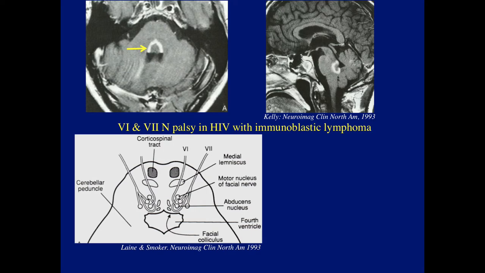In this case I showed before, when I was talking about the sixth nerve, this patient had sixth and seventh nerve palsy, an HIV patient with immunoblastic lymphoma. This horseshoe involvement, again, would involve the region of the nuclei.